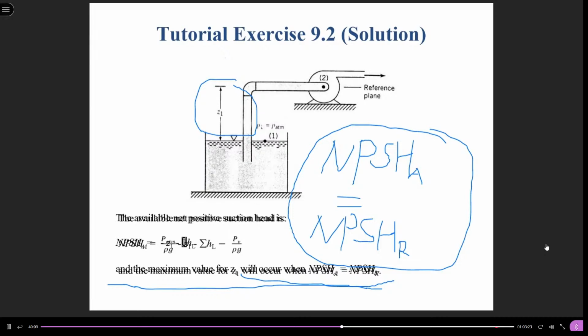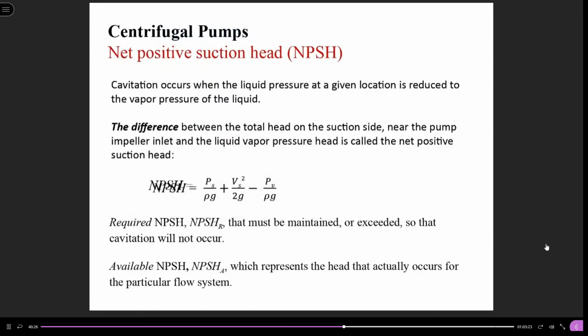The contents is here. This is the equation to calculate the available net positive suction head, which you have learned.